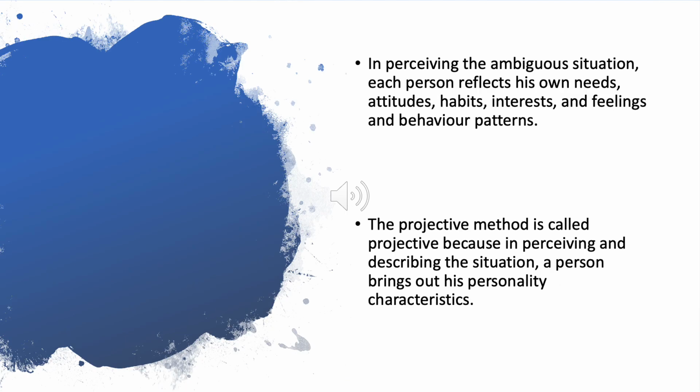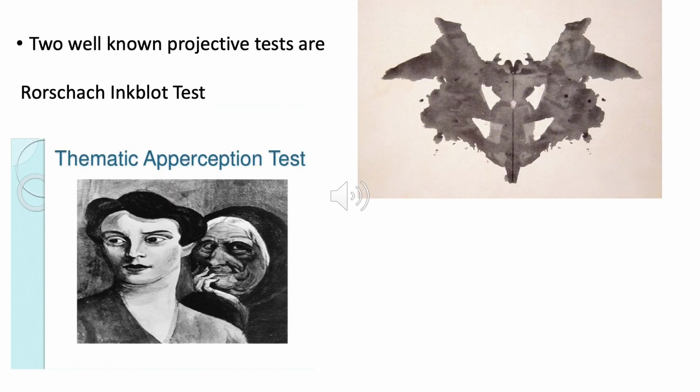So as I told you, in perceiving the unclear situation, each person reflects his own needs, attitudes, habits, interests and feelings, and behavior patterns. Now the projective method is called projective because in perceiving and describing the situation, a person brings out his personality characteristics. Two well-known projective tests are the Rorschach inkblot test and the thematic apperception test. We are going to talk about these two tests in detail in the next class. Thank you.